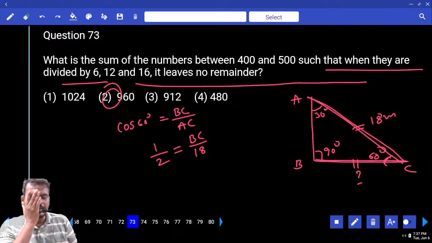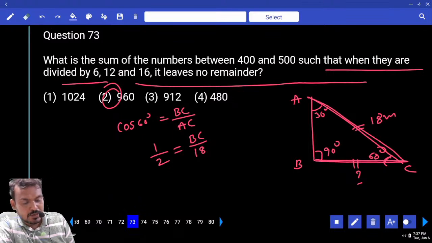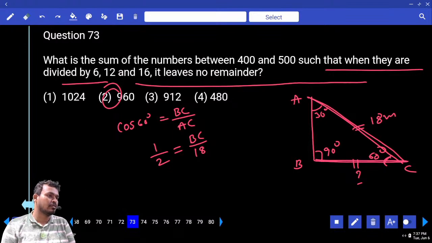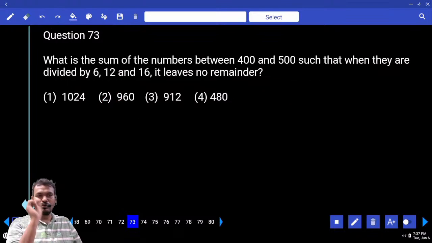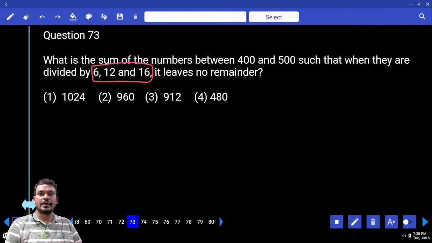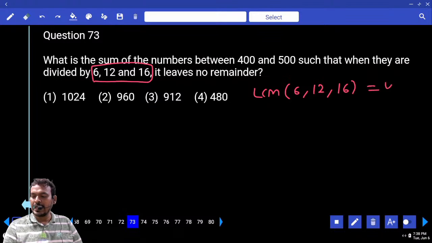Next question number 73. What is the sum of the numbers between 400 and 500 such that when they are divided by 6, 12 and 16 they leave no remainder? No remainder means it is exactly divisible by the given numbers. First take the LCM; just concentrate that the numbers are between 400 and 500. What is the LCM of 6, 12, 16? 48. So we require multiples of 48 between 400 and 500. 48 times 10 is how much? 480.